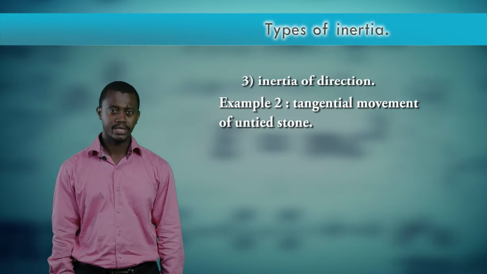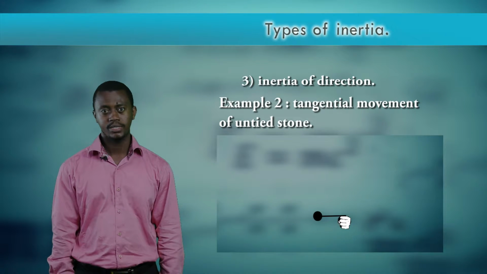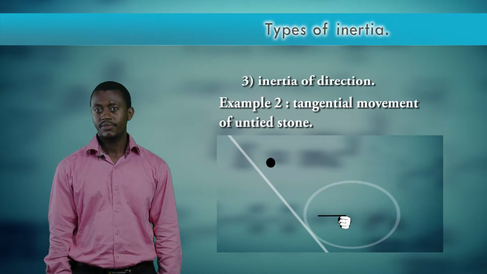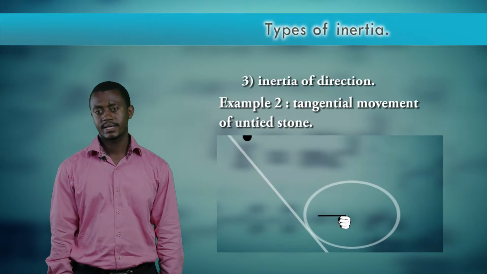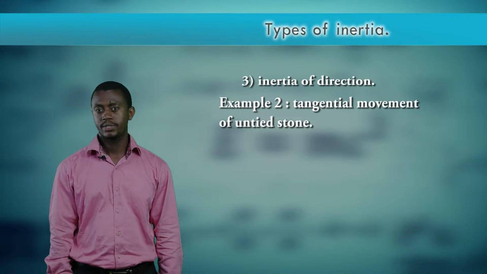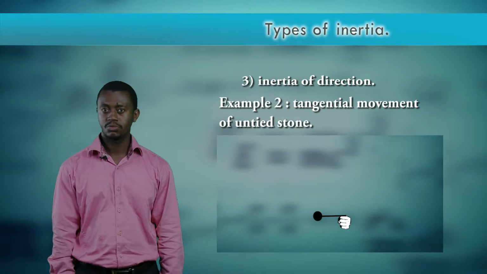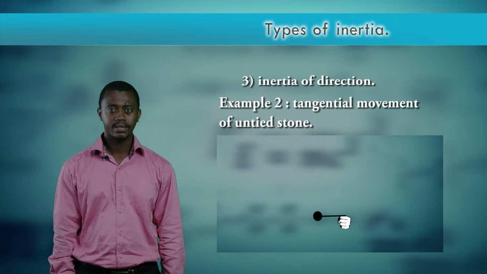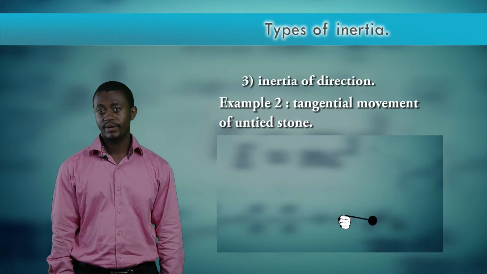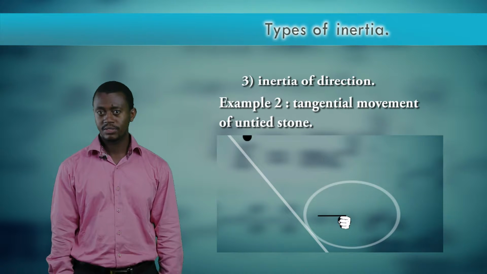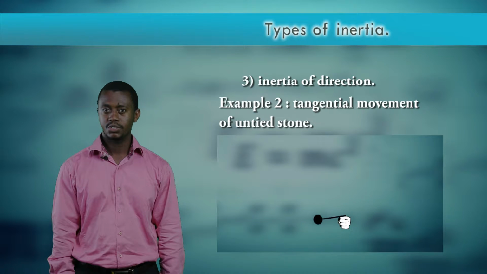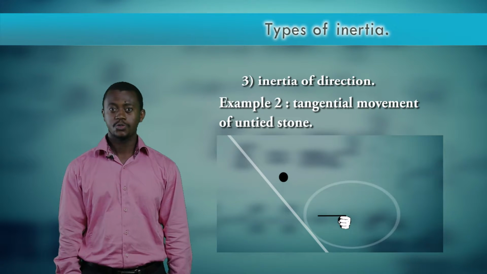This happens when a stone tied to an end of a string is whirled, and if the string or thread suddenly breaks, then the stone flies off along the tangent to the circle. This is due to the reason that the pull in the thread was forcing the stone to move in a circle. As soon as the thread breaks, the pull vanishes. The stone moves along a straight line tangentially, due to inertia of direction.